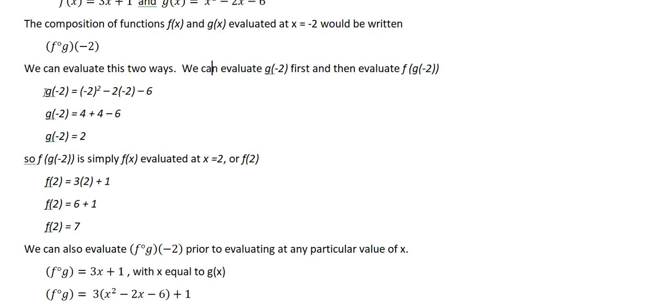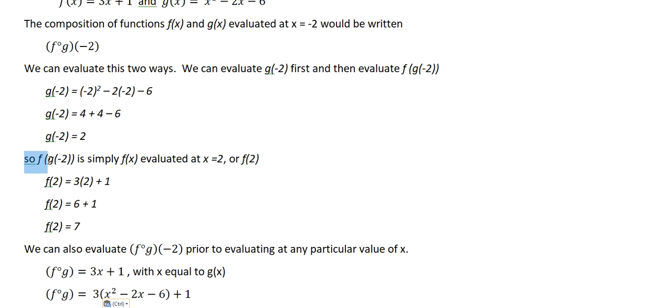g of x at minus 2, so you notice how the x is now replaced with a minus 2, is equal to minus 2 squared, minus 2 times minus 2, minus 6. The minus 2 squared becomes 4, minus 2 times minus 2 is 4, minus 6. Okay, so 8 minus 6 is 2. So g of minus 2 is equal to 2.